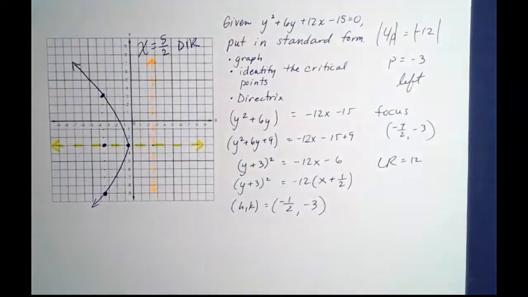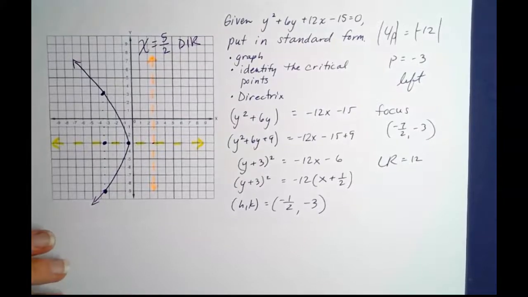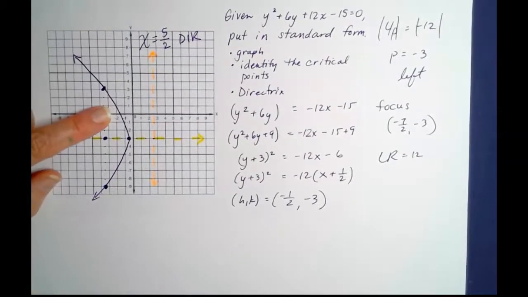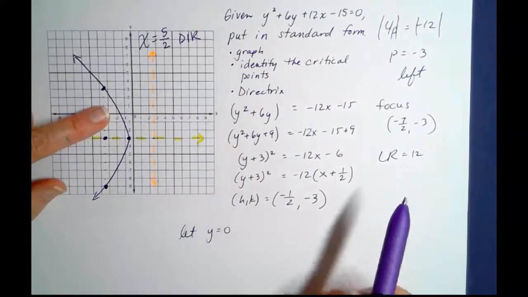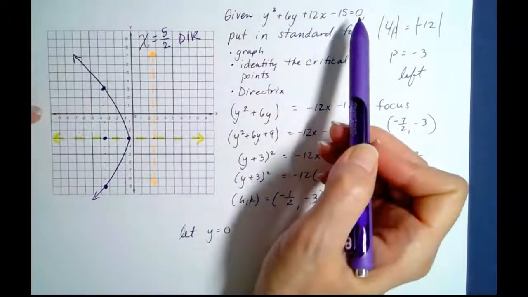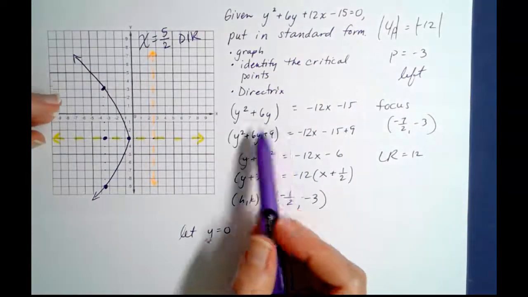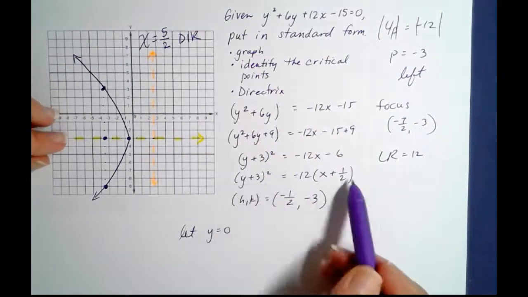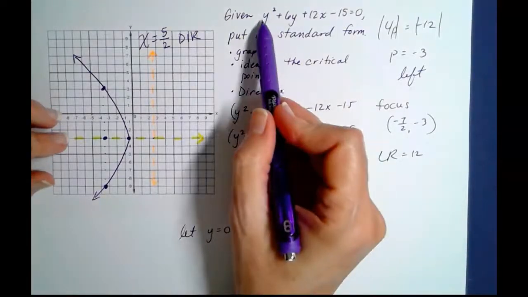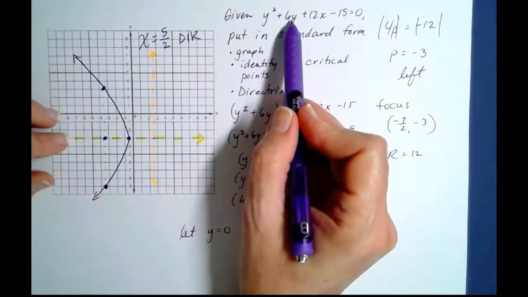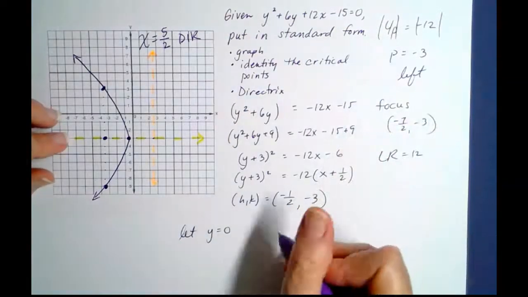So because we're awesome, let's go one step further and notice that we've only got one x-intercept, only one. So let y equal 0. We can plug it in the original or we can plug it in our standard form, either one. I'm going to go back to the original because it's super simple, because we're letting y be 0. It basically knocks out both of those terms.